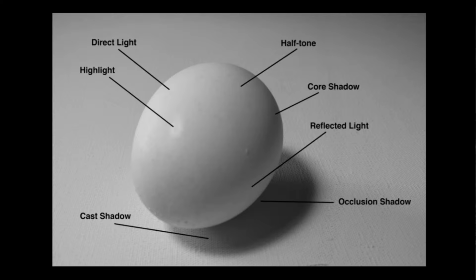Maybe if I had placed this egg on a dark, let's say black surface, I wouldn't get as much reflected light, and that section wouldn't be as light. Okay? Does that make sense? Okay, so having said that, let's move on to the cast shadow and occlusion shadow.